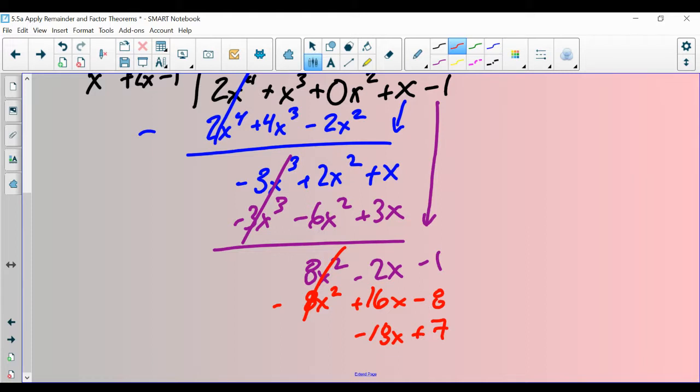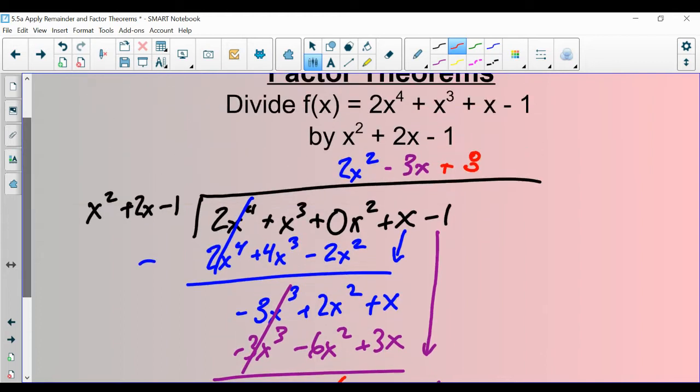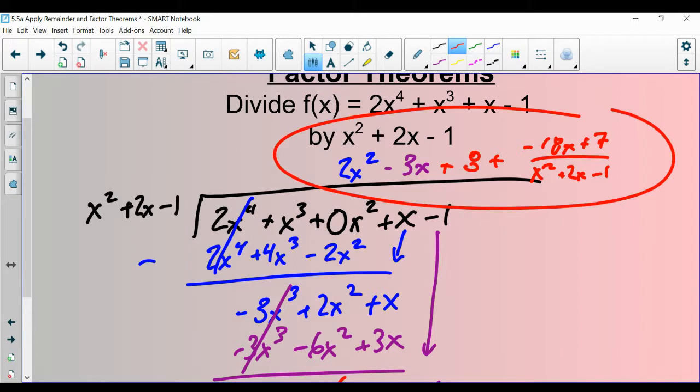I would look to drop the next term down, but there isn't a next term, which is to tell you that this is the remainder. And how we use that remainder is we write plus negative 18x plus 7 over our divisor, x squared plus 2x minus 1, final answer.